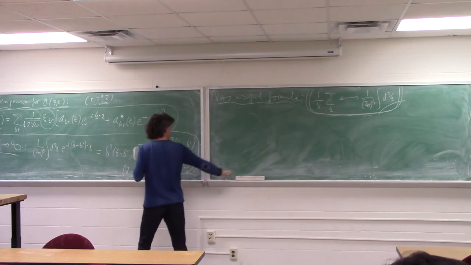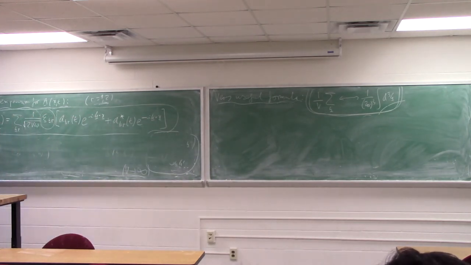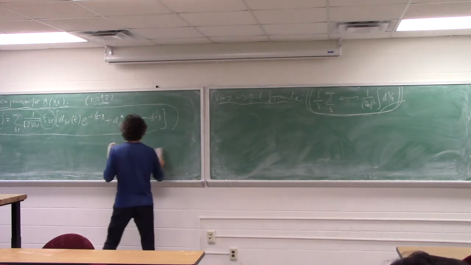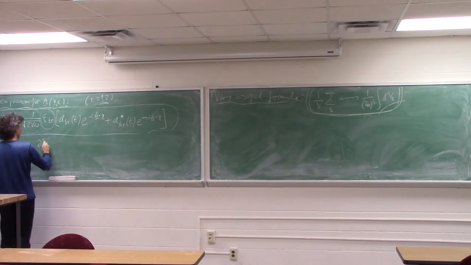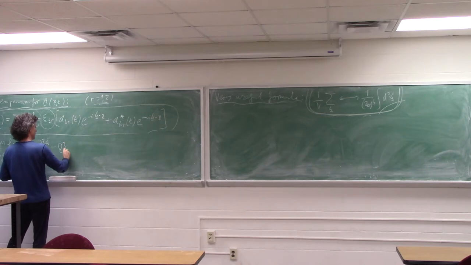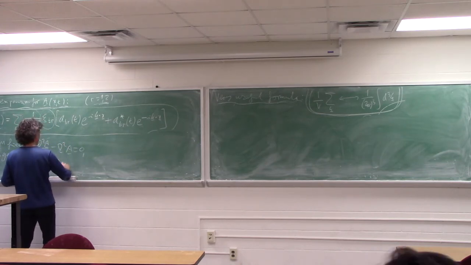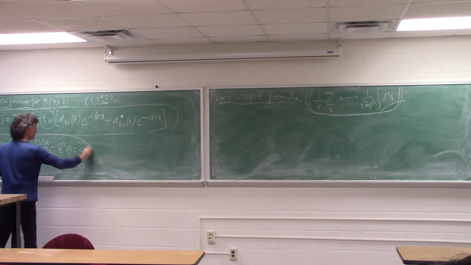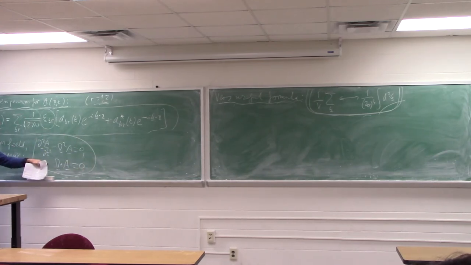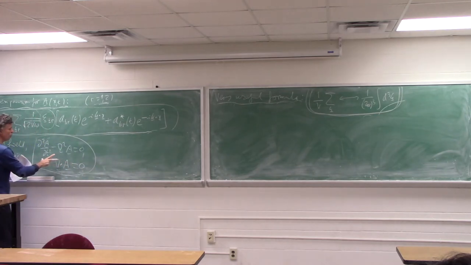So let's not lose sight of the big picture. What are we doing here? So far, what have we got? We're looking at a free electromagnetic field in the Coulomb gauge, and it satisfies the wave equation and the Coulomb gauge constraint. Remember that this was the entire content of Maxwell's equations for the free electromagnetic field. All the information in these equations is now contained in this expansion.